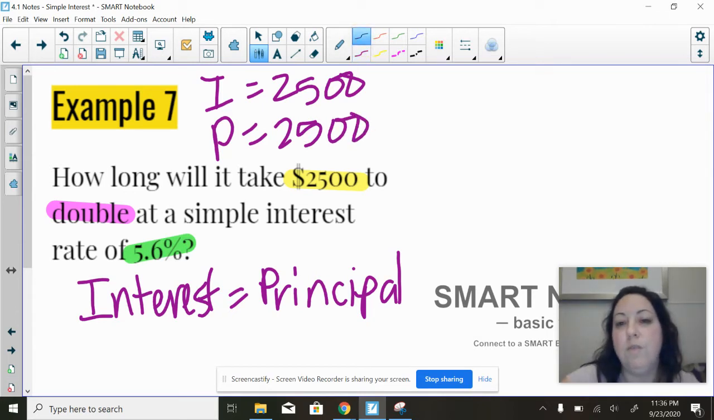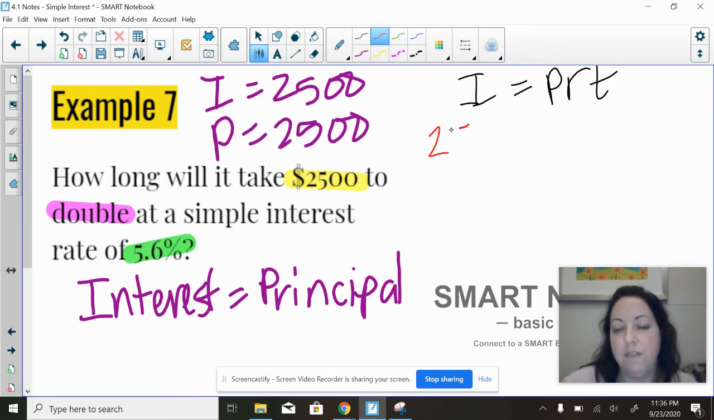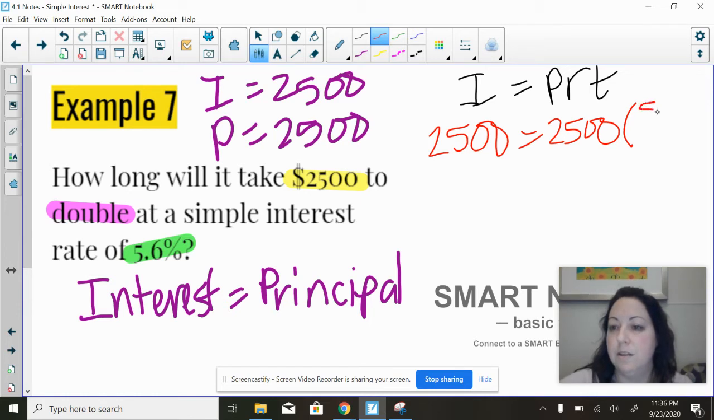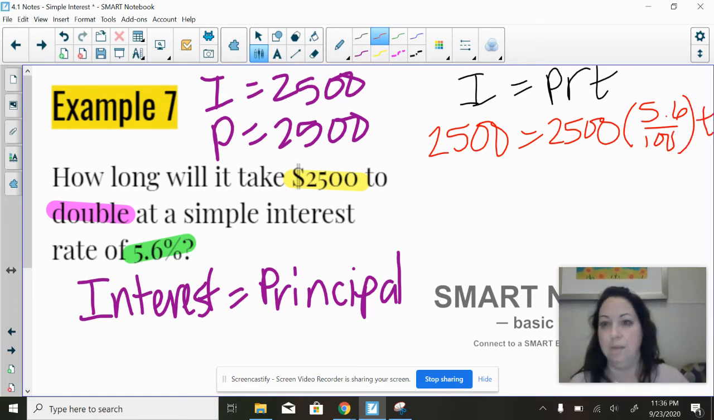Okay? So when we want to plug into our interest equals principal times rate times time, I'm going to plug in $2,500 for my interest, and I'm going to plug in $2,500 for my principal, and I'm going to plug in a rate of 5.6%. What they did not tell me on this one was the time value. So I'm squishing that in there, my bad.